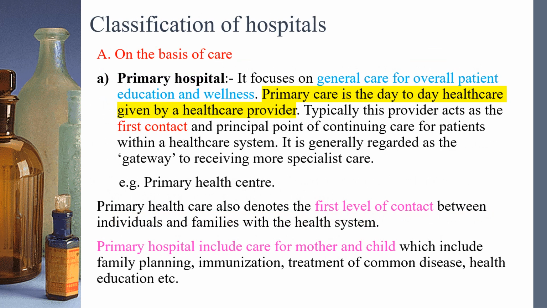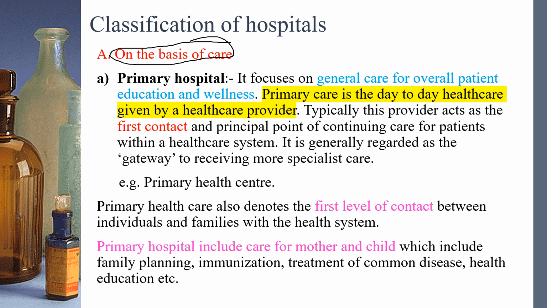Coming to the classification of hospital, there are various types. If we classify hospitals, the first one is on the basis of care. Now what is the meaning of the basis of care? First is primary hospital. A primary hospital has very basic health care treatment for the patient. They focus on simple ailments, not the complex ones. In the primary hospital there is the first contact of the patient and the doctor.